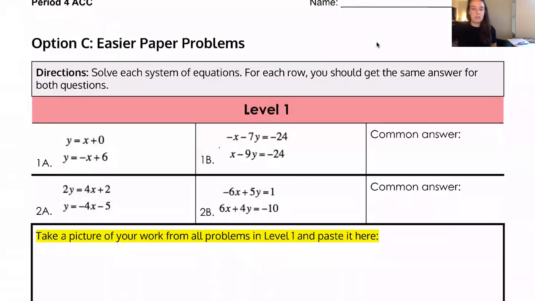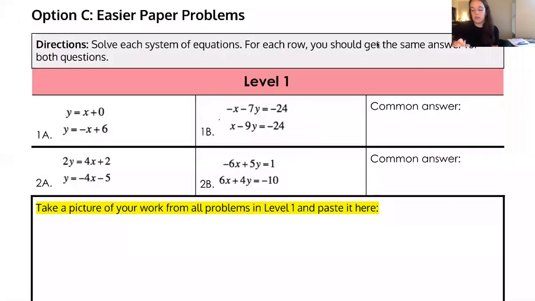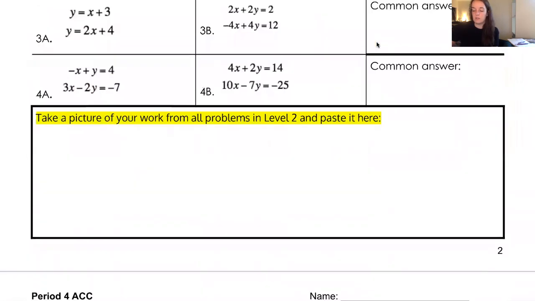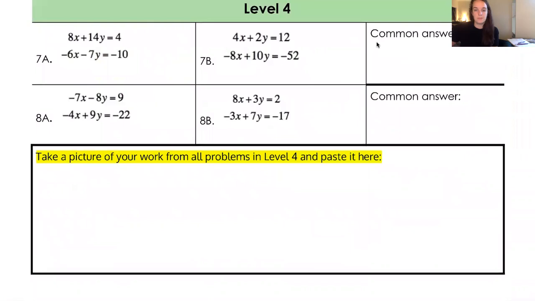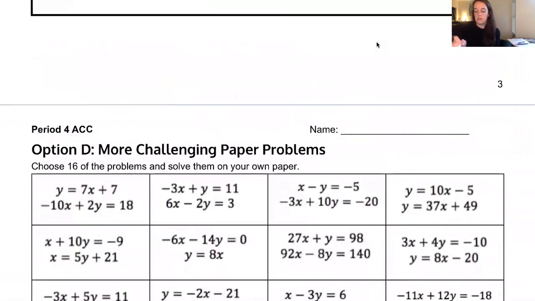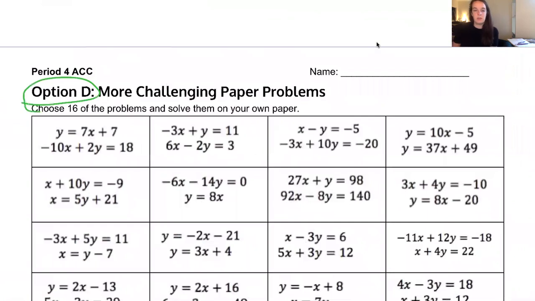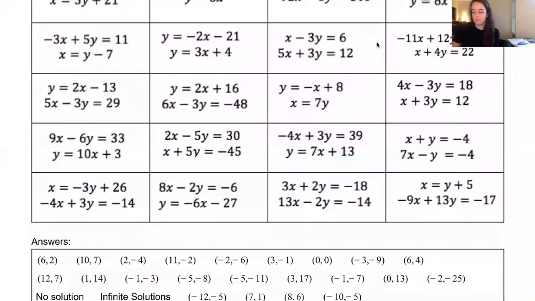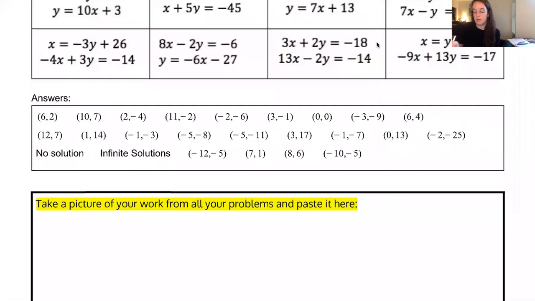Option C just has different levels. You're going to complete both of these problems and you should have the same answer. That's how you'll know that you solved them correctly. Solve these problems, you're going to have a common answer. You'll have 4 levels, so 16 total problems. This is for option C. And then you also have option D available, which is just a bunch of problems. So you're going to choose 16 of them. The answers are here and you'll put your work here.